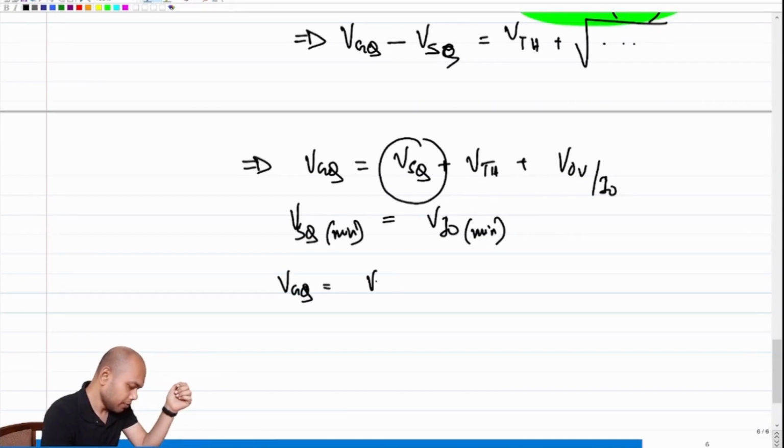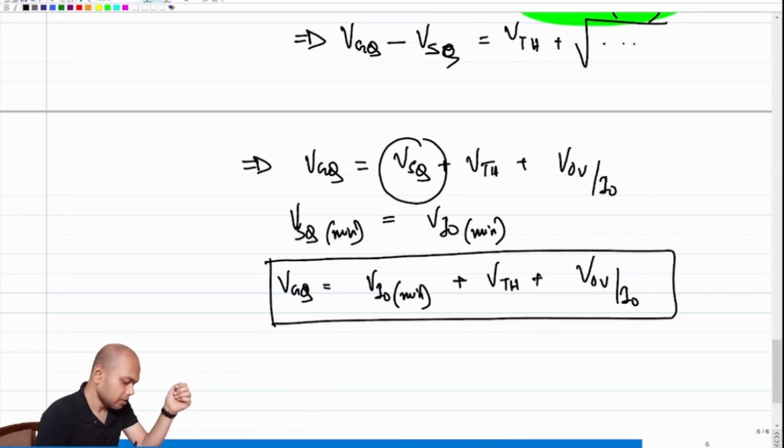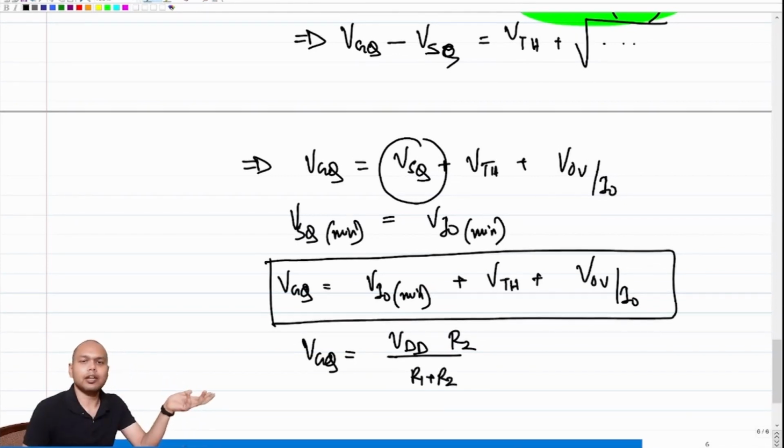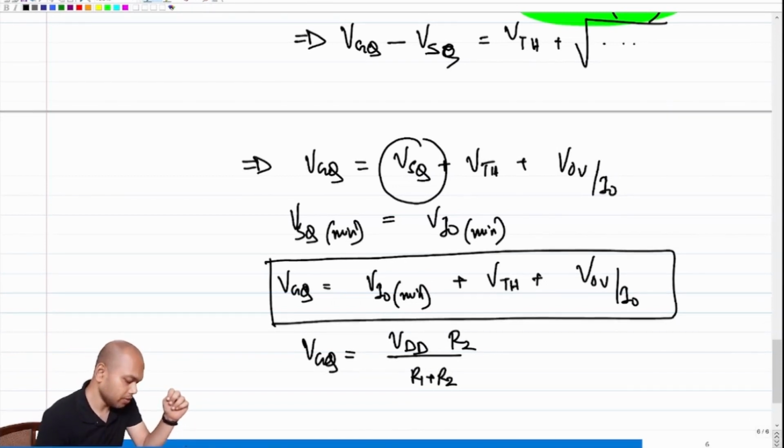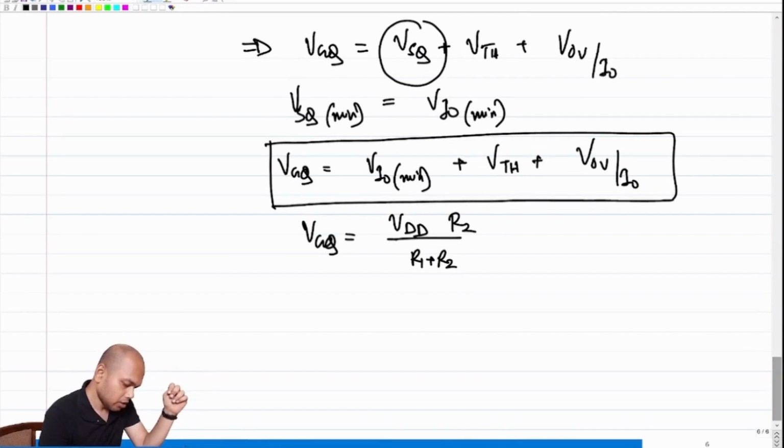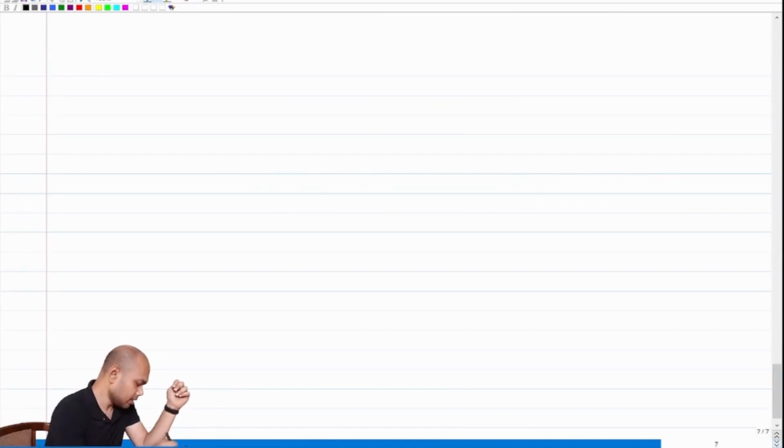VGQ will be V I naught min plus the threshold voltage plus the V overdrive for the transistor, right? And we know that VGQ is VDD times R2 by R1 plus R2, and then you decide the ratio of R1 and R2 based on whatever VGQ is. Okay. So that is as far as biasing the transistor is concerned, right? So let's now assume that this transistor has been biased properly.